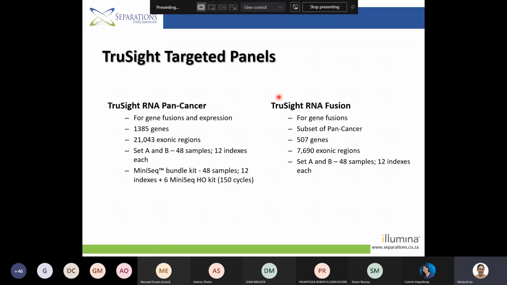And when we're talking about the TruSight RNA Fusion panel, we are talking about a subset of that same pan-cancer panel, but here we are only focusing on the gene fusions, right? And here we are looking into 500 different genes, and we are looking over 7,000 different exonic regions.